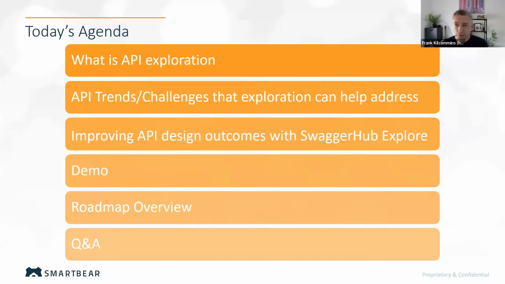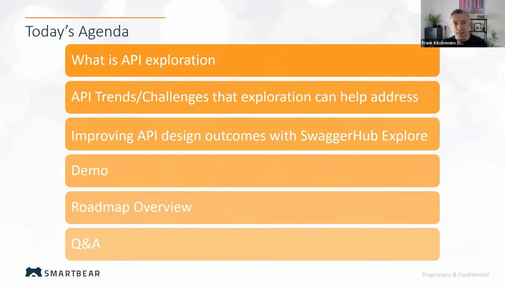So today's agenda, we'll briefly look at API exploration and talk a little bit about what it is and try to contextualize it for the remainder of the session. We'll zoom out then a little bit and take a look at some of the broader API trends and challenges that we see, and where API exploration can perhaps help address some of those challenges. We'll then be focusing into the API designer persona and looking at how we can improve API design outcomes with SwaggerHub Explore, which is our tool for API exploration. We'll be talking a little bit about an execution gap that we see across the market as well. And we'll be talking then through a demo.